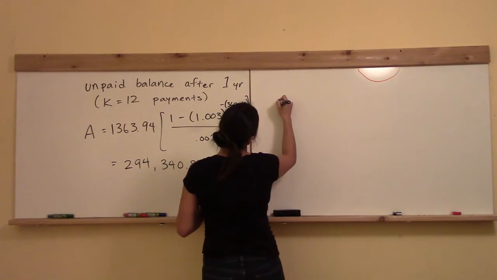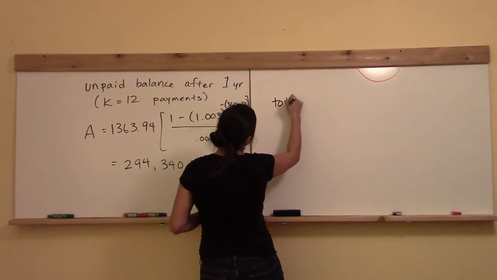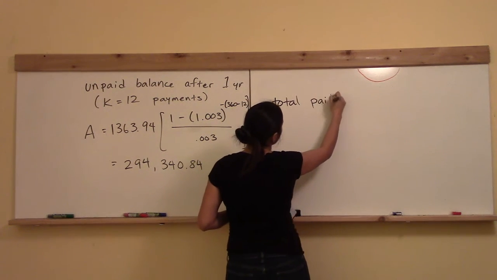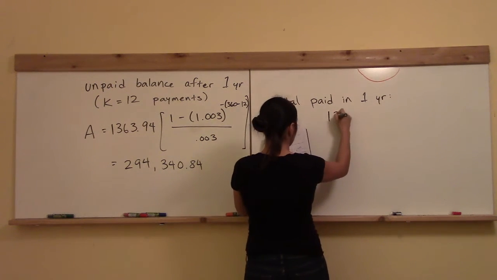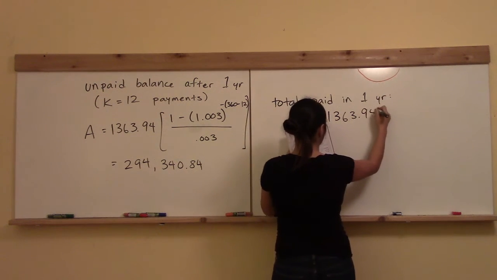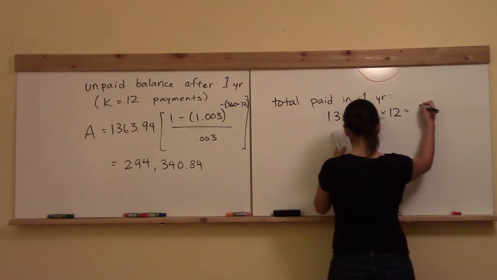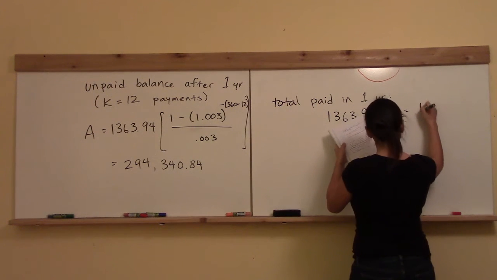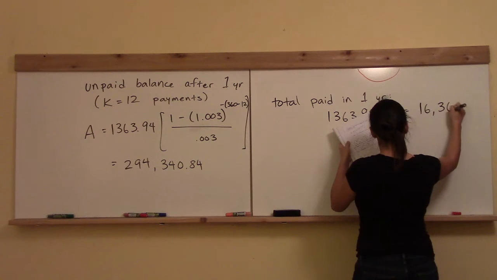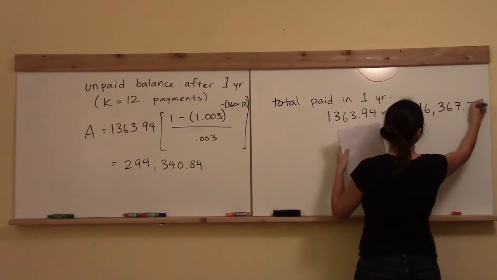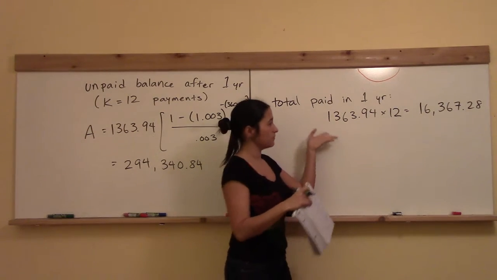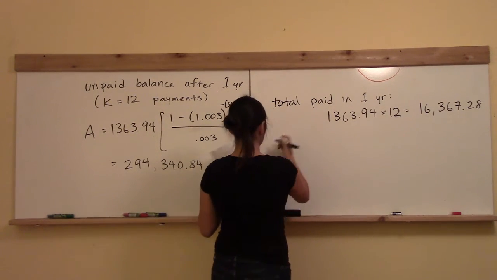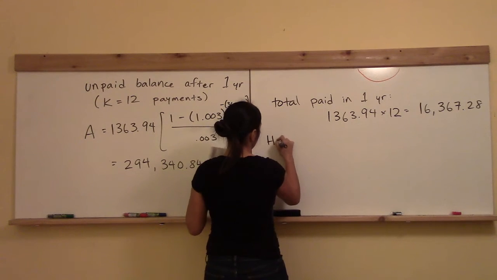Okay, so let's calculate the total paid in 1 year. Over 1 year, let's say she paid $1,363.94 times 12 payments. So she paid in total $16,376.28. That's 12 payments of her monthly payment amount, right? Well, let's see how much interest was paid.